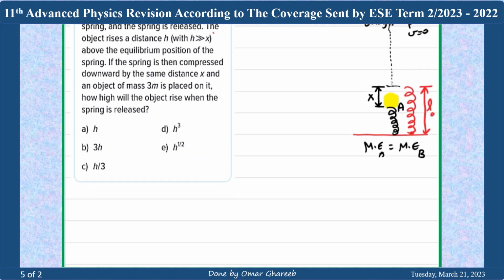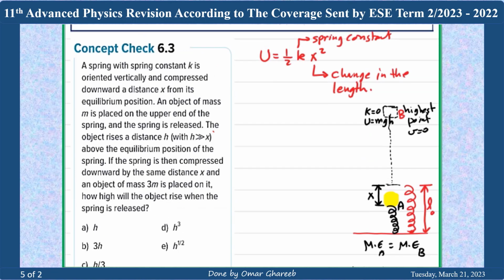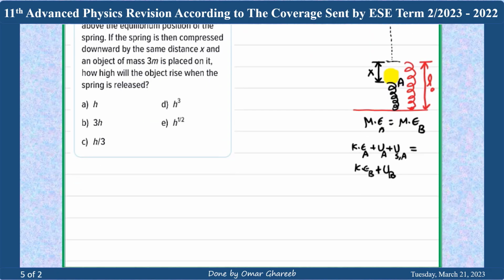Now, do your calculation. Kinetic energy at A plus potential energy at A plus the potential energy stored in the spring at A should be equal to kinetic energy at B plus potential energy at B, I mean the gravitational potential energy. At B we have no spring. The spring is down. So that's it.